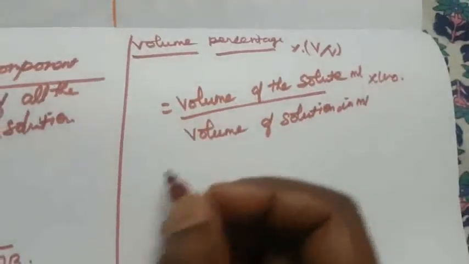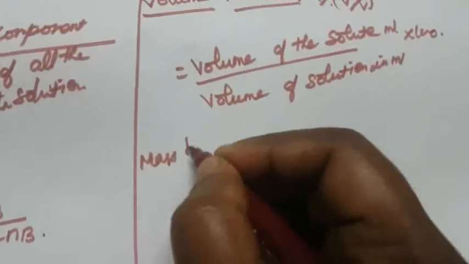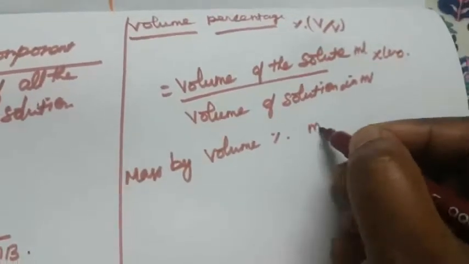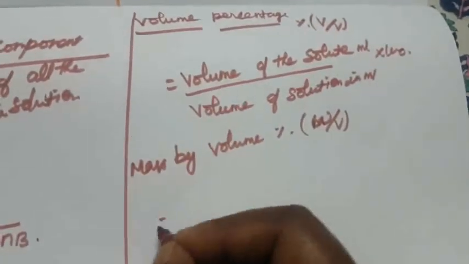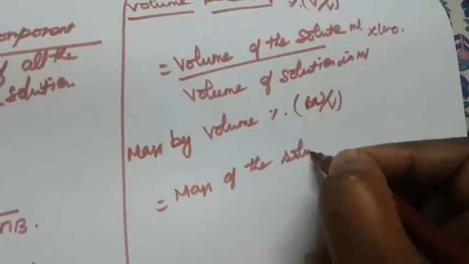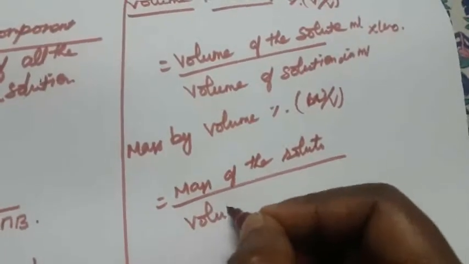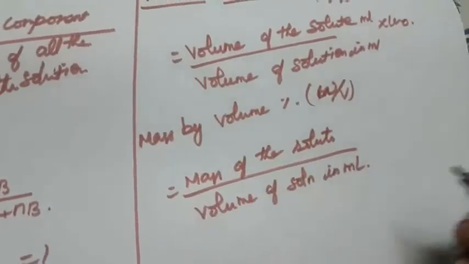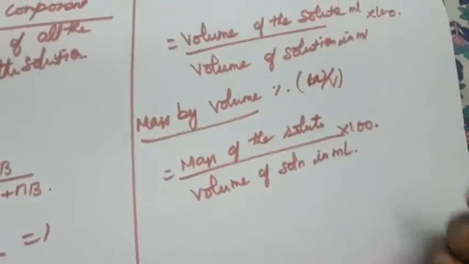That is volume percentage. Next one is mass by volume percentage, percentage mass per volume, weight divided by volume. How to calculate? The mass of the solute in gram divided by the volume of solution in ml, into 100. Percentage is always multiplied by 100.